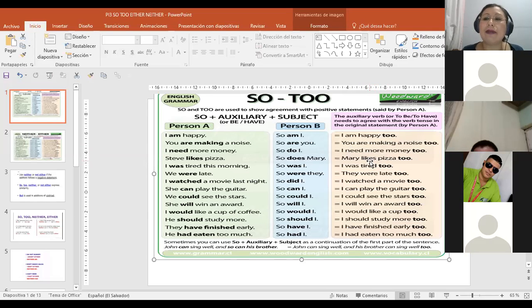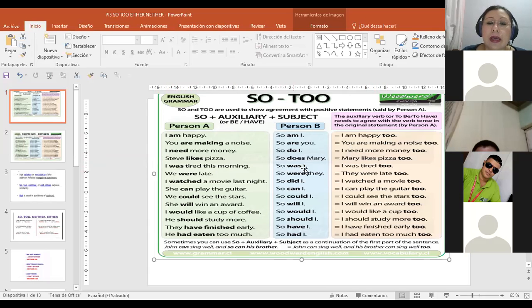So, I have been speaking in Spanish in order that this can be clear. He estado haciéndolo en español para que esto pueda quedar bien claro, ¿verdad? So, I was tired this morning. If you see, the verb is in past, in this case.